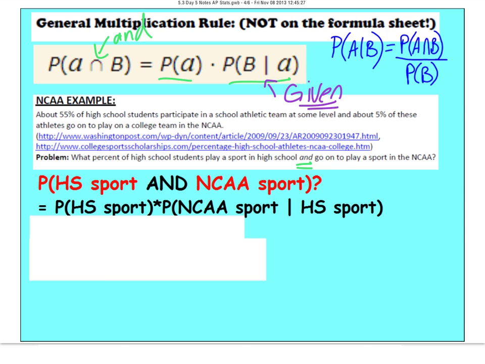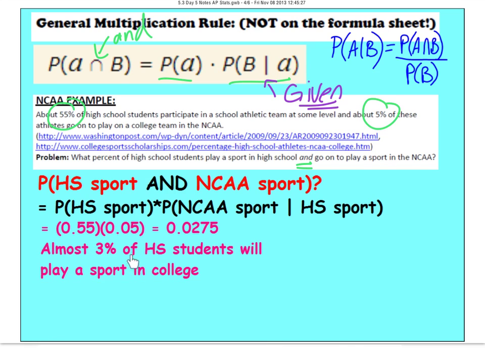So for this one, do we know the probability you played a high school sport? Absolutely, it's 55%. Do I know the probability I played an NCAA sport given that I played a high school sport? That is actually what this percent means. They said, given I played this high school sport, I went on to college and played 5% of the time. So this is actually set up for this formula. All you have to do is multiply these two together and get your probability. What that tells us is that almost 3% of high school students will actually play a sport in college.